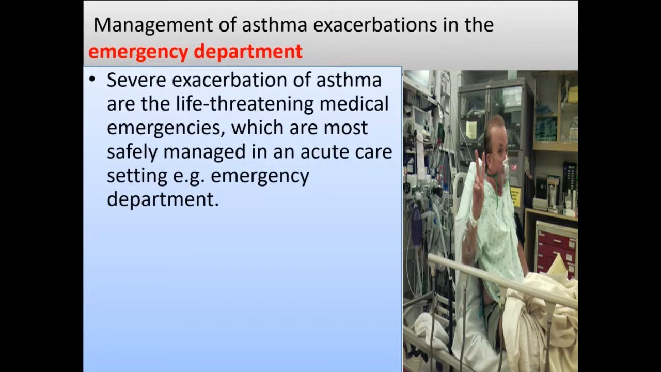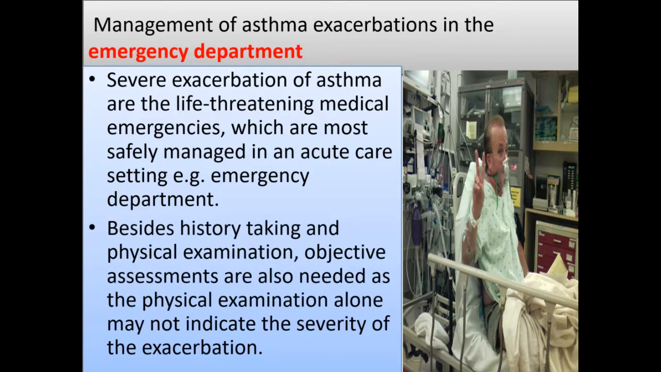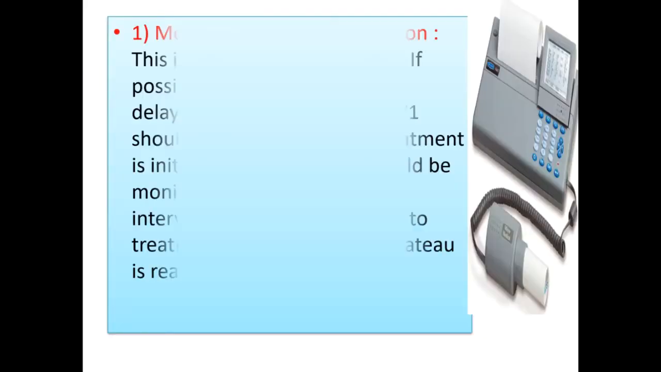Severe exacerbations of asthma are life-threatening medical emergencies, which are most safely managed in an acute care setting, for example the emergency department. Besides history taking and physical examination, objective assessments are also needed, as the physical examination alone may not indicate the severity of the exacerbation.